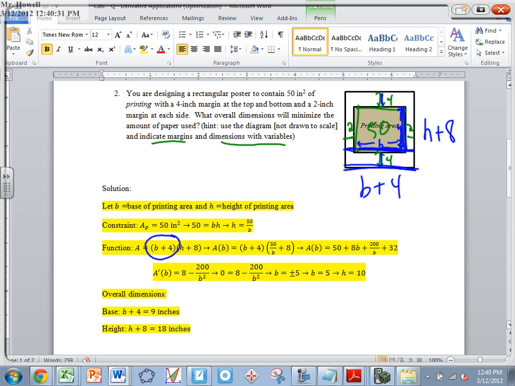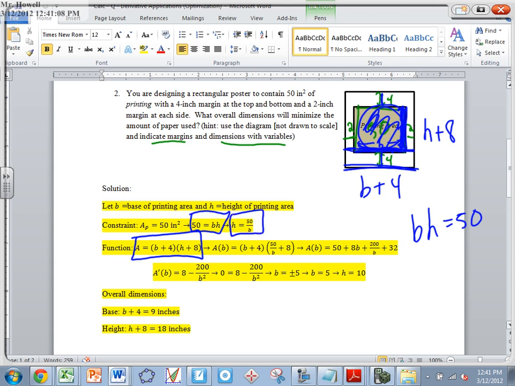Now, what helps you is the fact that you have the 50. Without the 50, you can't do this problem, because you want to minimize the overall area. Well, what's the overall area? This function right here is the overall area. It's the base, B plus 4, times the height, H plus 8. But I can't take the derivative because I have 2 different variables. So I have to use the constraint. The constraint tells me that B times H is equal to 50, because this is the base, this is the height, and they give you an area of 50 in the middle there. So the constraint is the area of the printed area, which tells you that 50 equals BH. Solve for one of them. Does it matter? It makes no difference. You pick. Solve for H, and then replace.